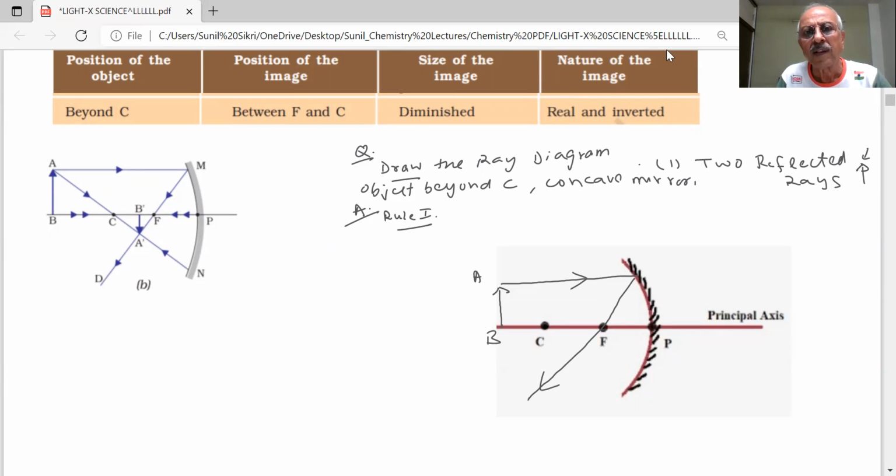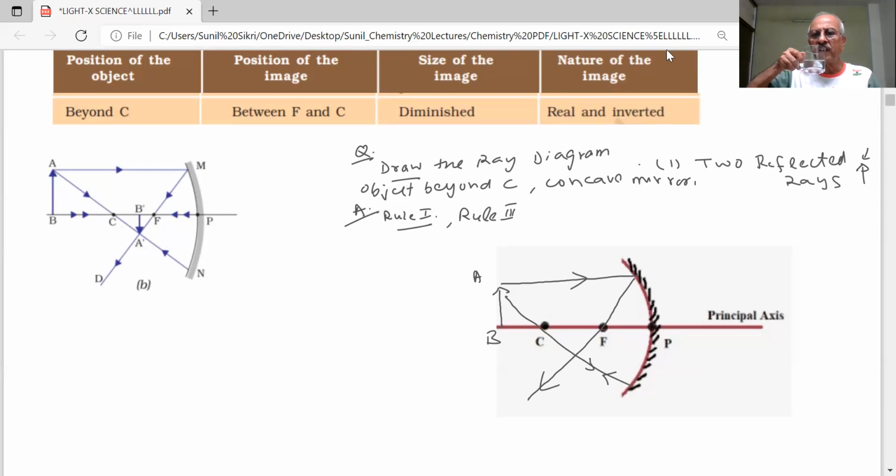Yes, sir. Now, what rule is easier for me in this case? It looks easy if I use rule 3. What was that rule 3, student? The ray of light passing through the center of curvature. What happens to that? It is reflected back along the same direction. Am I right? Yes, sir.